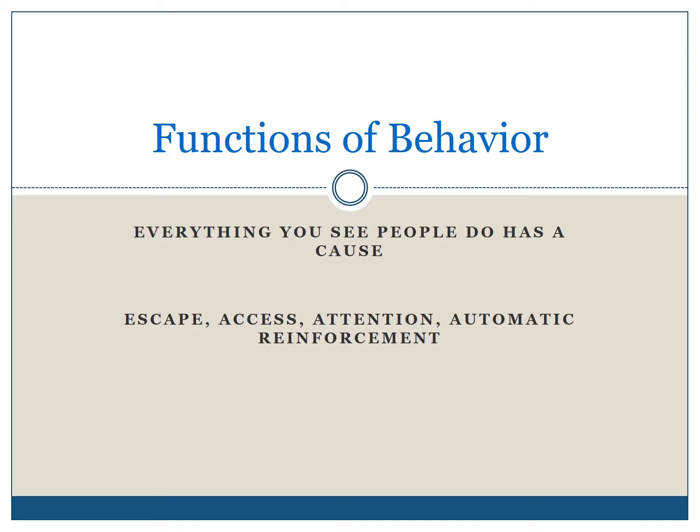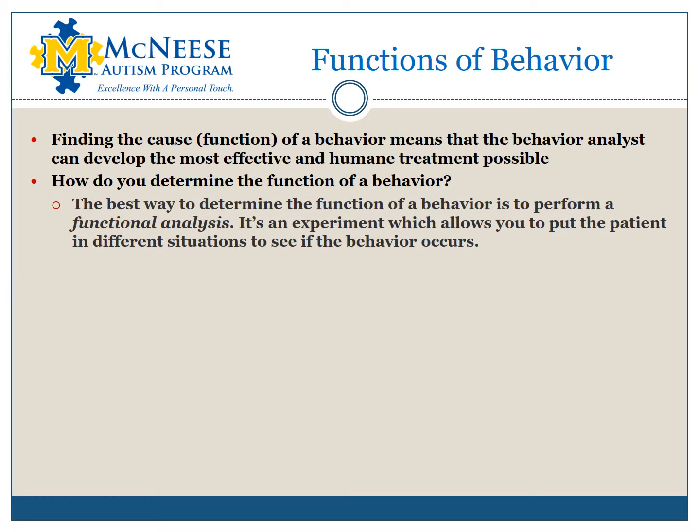Everything you see people do has a cause, and there are 4 functions of behavior: escape, access, attention, and automatic reinforcement. Finding the function or cause of a behavior means that the behavior analyst can develop the most effective and humane treatment possible. The absolute best way to determine the function of a behavior is to perform a functional analysis. It's an experiment which allows you to put the patient in different situations to see if the behavior occurs.